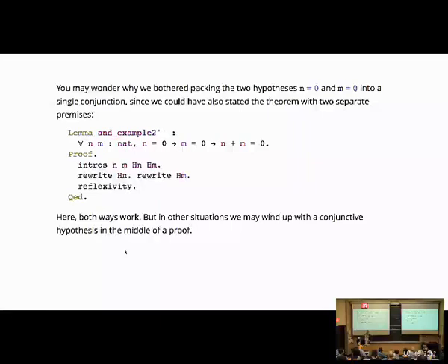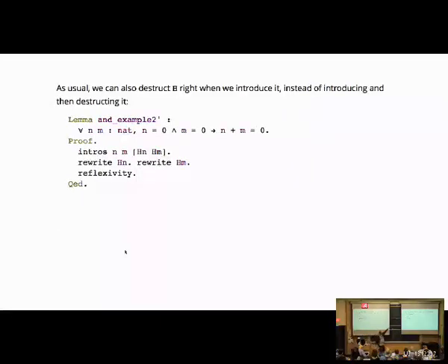All right. One kind of stylistic thing is, you might wonder, why did we bother writing this lemma? Why did we bother putting a conjunction between the two hypotheses? Why didn't we just write n equals 0 arrow n equals 0 arrow n plus n equals 0? The answer is, in this example, we could perfectly well have done it that way as well. In more complicated examples, it's not necessarily so easy, and you may, in the middle of a proof, find yourself with a conjunctive hypothesis that you need to be able to break apart.